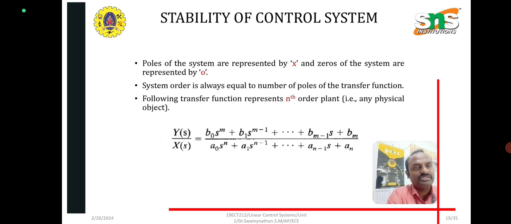And next, following with the nth order, b naught s to the m, b naught increasing through b1, b2 up to b m minus 1 plus b m, where s is the degree of the numerator, s to the m minus 1 up to s naught. S naught means s1. The same term applies for X(s).